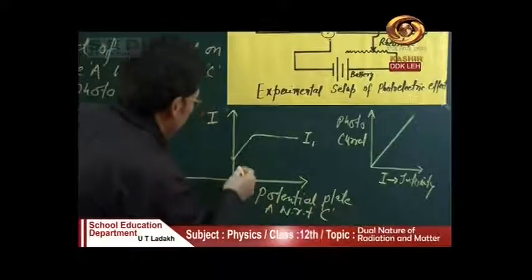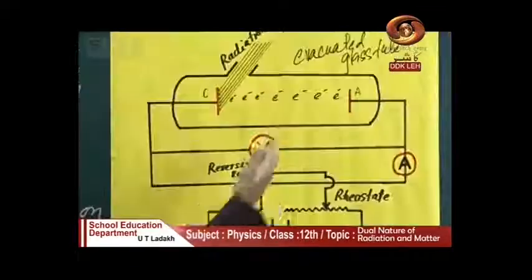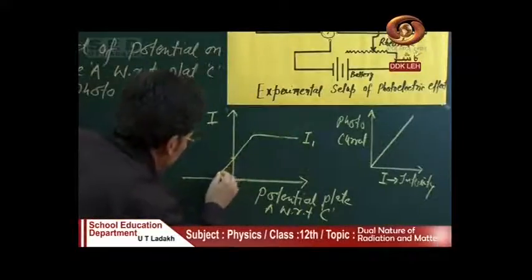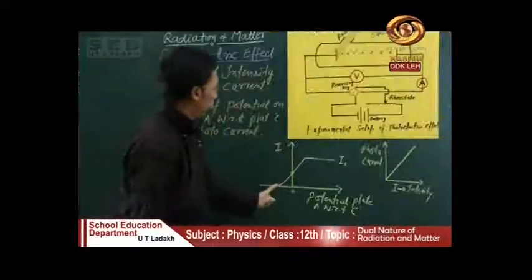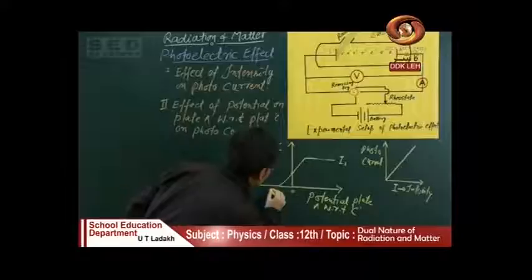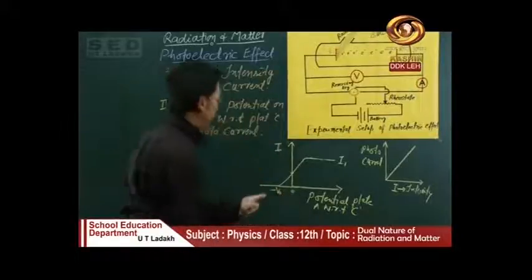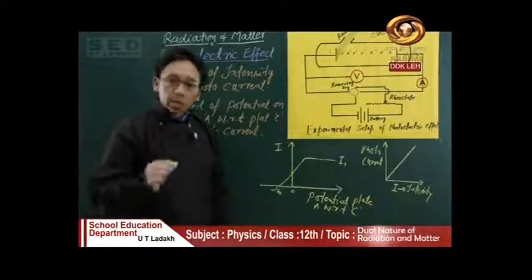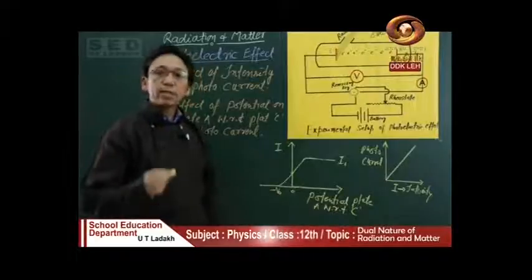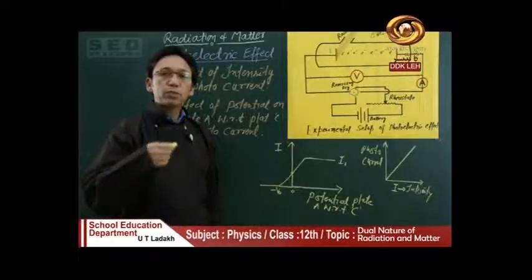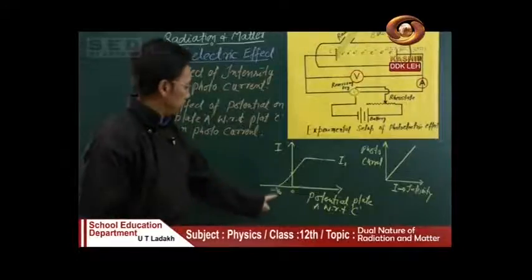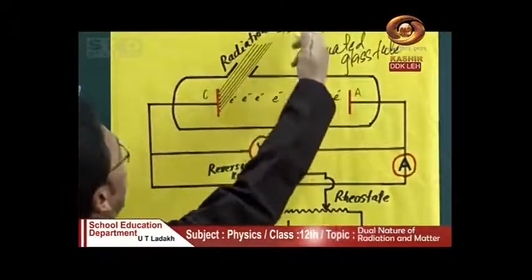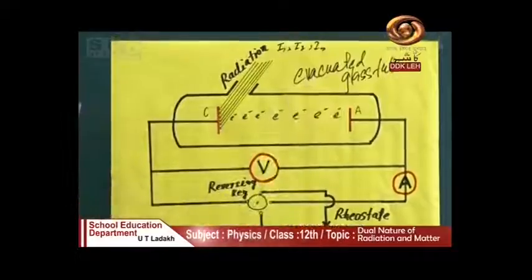And if we further decrease the potential of plate A, the current will also reduce like this, and then this current will become zero when the potential of plate A becomes equal to V0. And what I said yesterday is this V0 is the stopping potential. Sometimes we call it the cutoff potential.